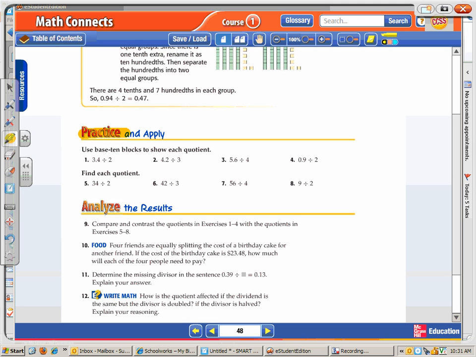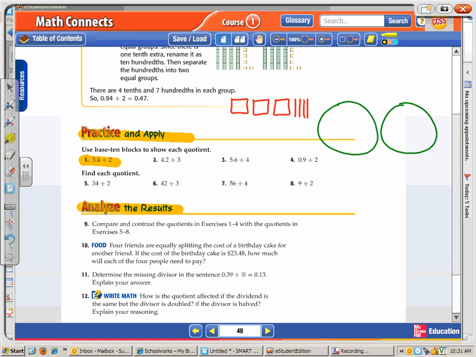All right, so practice and apply is what you're going to be doing in class tomorrow, and then analyzing your results. All right, let's do a couple of the practice and apply together, and then we'll be ready tomorrow to really discuss, analyze the results. So let's start with the first one. We have 3 4/10 divided by 2. So we'll take 3 wholes and 4/10, and you can just draw it out, and we're going to divide it into 2 equal groups.